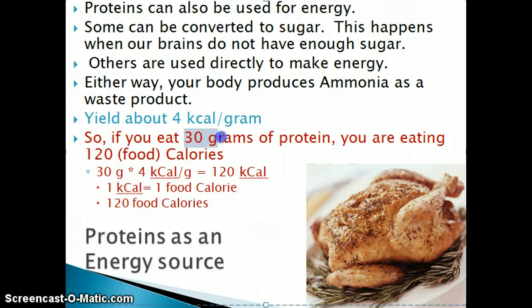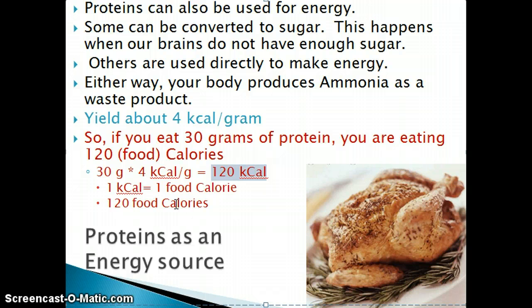So I eat 30 grams of protein. To put that in a term you could understand, that's an ounce of protein. That is 1/16 of a pound of protein. How many calories am I going to get? Kilocalories are actually another way to say food calorie, which is what you're used to. Aha! So let's do the math. 30 grams times 4 kilocalories per gram. Gram cancels out, and I get 120 kilocalories. Well, I know 1 kilocalorie equals 1 food calorie, so this is 120 food calories, or 120 calories.